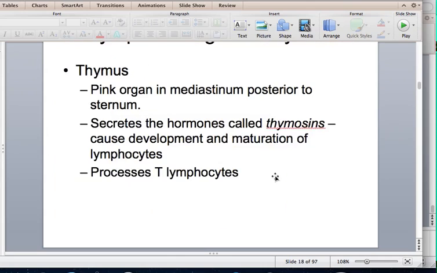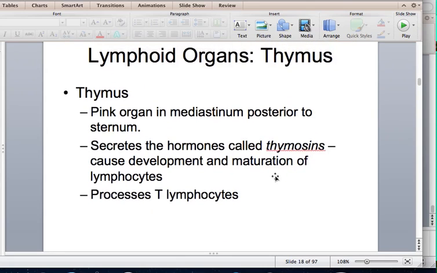Okay, and then the thymus is a super important lymphoid organ, and it is in your chest in an area called the mediastinum. The mediastinum is an area that is kind of encased in membranes, and it contains your trachea and your heart and all of those organs, but it's just kind of a region.